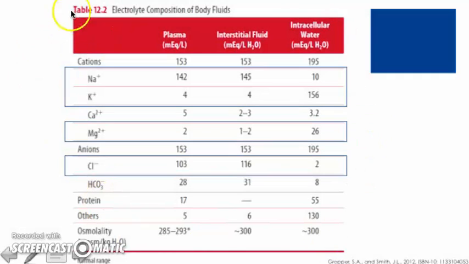Okay, so we're going to see here the electrolyte composition of body fluids. So we see a number of electrolytes. We see cations here, we see anions, and other components such as protein that will be existing in plasma and also within the cells. So we can compare the levels of these electrolytes, the cations and anions, specifically within plasma and then within the cell. Just to take a look at those that are going to be existing at higher concentrations within plasma and those that will be existing in higher concentrations within the cell.